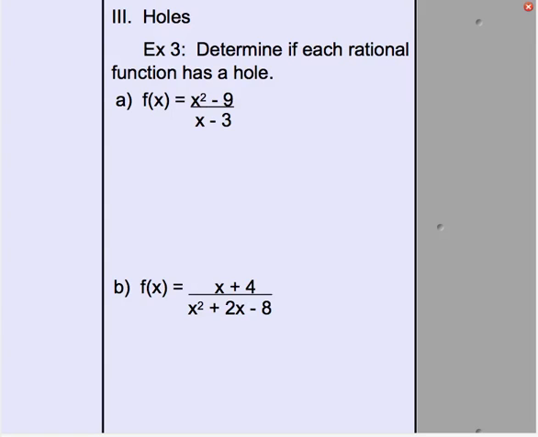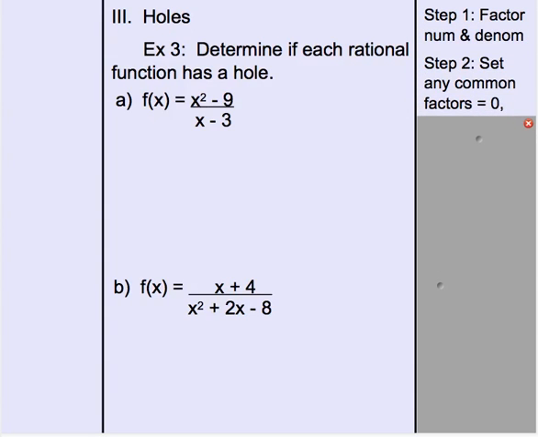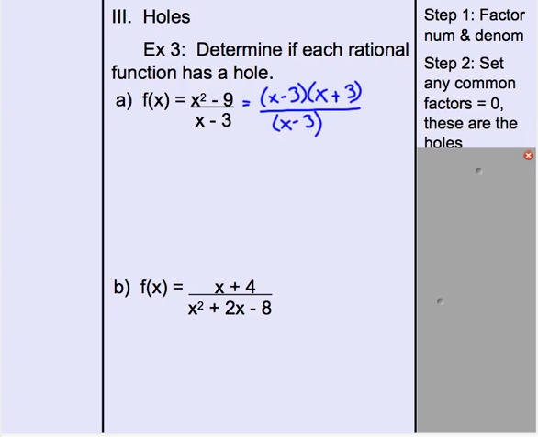Now we're going to take a look at how to find whether or not a graph has a hole. Factor numerator and denominator and set any common factors equal to 0. That is where our holes will occur. So our numerator is the difference of squares. And we've got a common factor of x minus 3. Set that equal to 0. So at x equals 3, there would be a hole in the graph instead of a vertical asymptote like we saw in the first video.